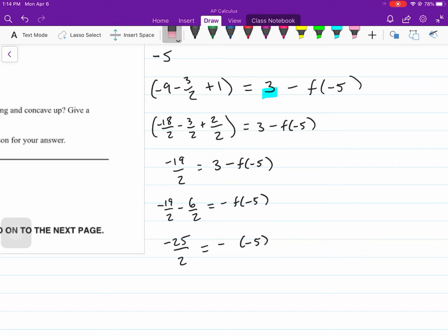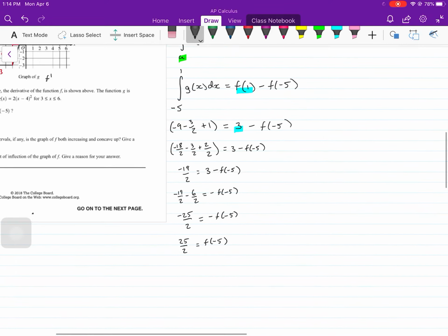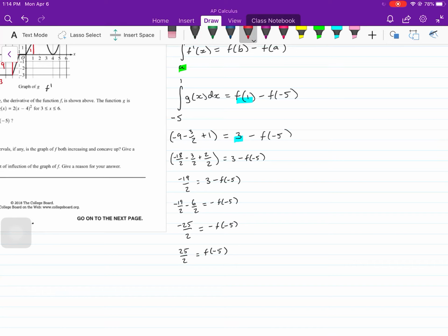So then what would your final answer be? Well, we have to divide the negative to the other side. So basically 25 over 2 is f of negative 5. So how is this broken down? Right here, 1 point for the answer.